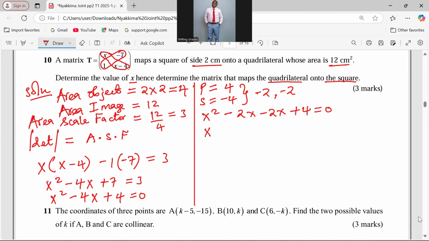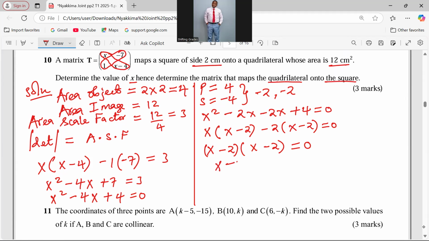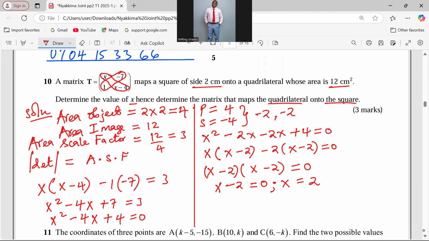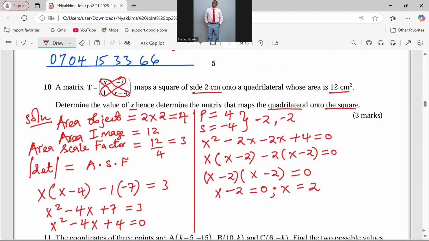From the first two terms, we remain with x minus 2 in the brackets. Then in the other two, we also remain with x minus 2 in the brackets. So you discover that in the brackets we have x minus 2, and outside the brackets we also have x minus 2. This is what we call a perfect square, equals 0. Therefore, the value of x is equivalent to +2. A perfect square has only one root.